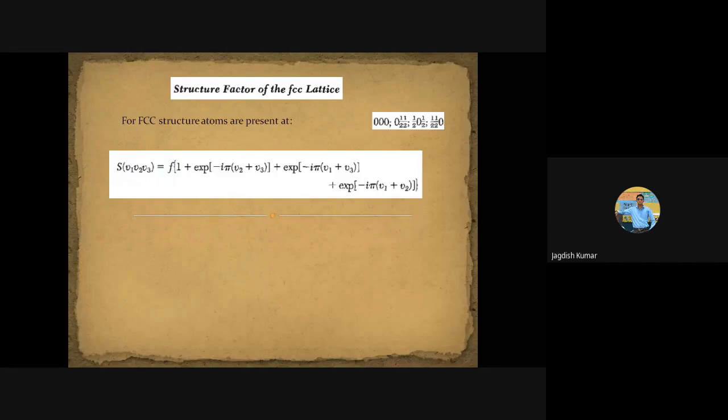Now, let us take another example. Suppose one of the indices is odd and the other two are even. This actually was your homework. You all should have come with this done, but anyway, please do it. These are quite simple exercises. If one of the Miller indices is odd and the other two are even, something like the 1 2 0 peak, what will be the situation in that case? What will be the structure factor?